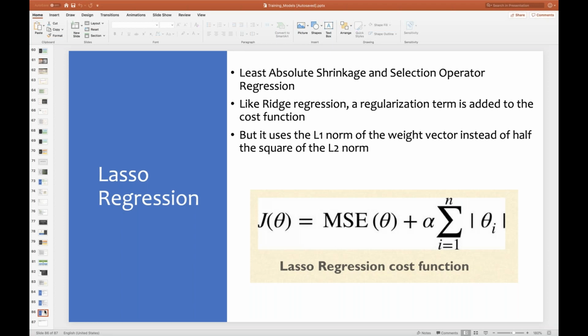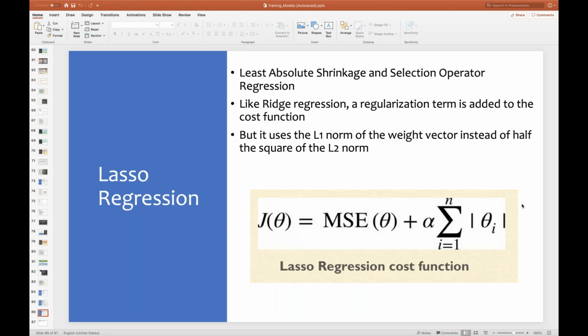As we discussed with ridge regression, in lasso also a regularization term is added to the cost function, but it uses the L1 norm of the weight vector instead of half the square of the L2 norm. The L1 norm is kind of like MAE, the L2 norm is like RMSE. Your ridge regression uses the L2 norm, while your lasso regression uses the L1 norm. Okay, if you look at the example, this is the lasso regression cost function.